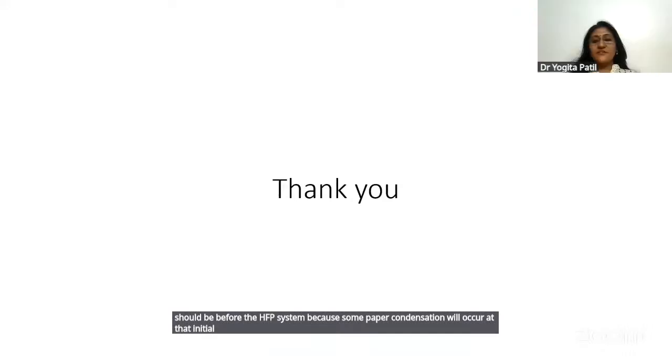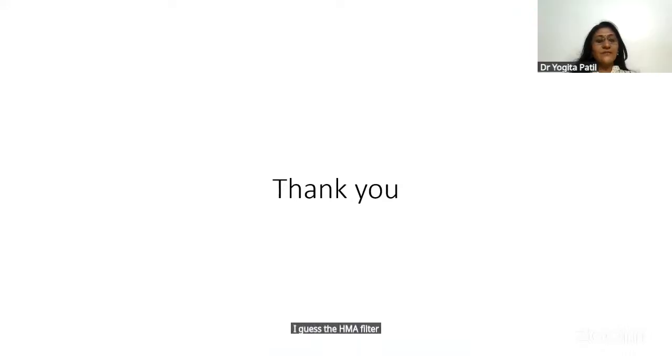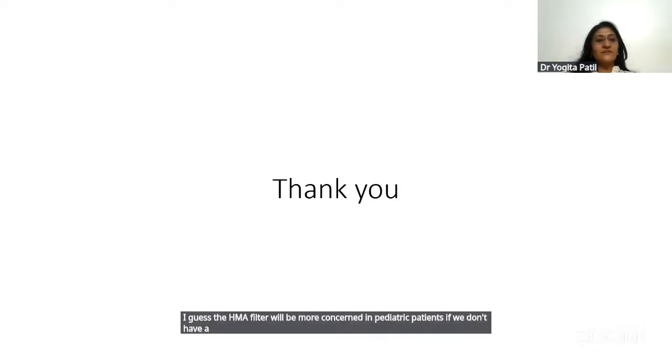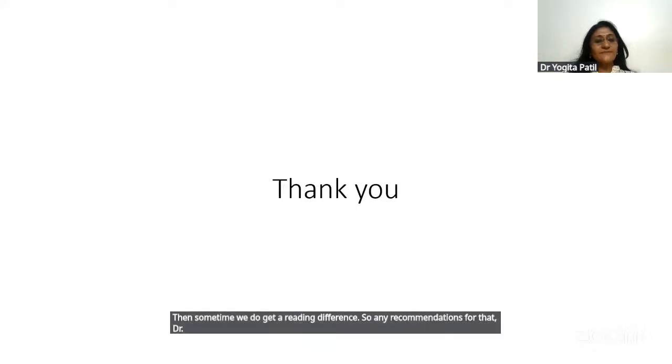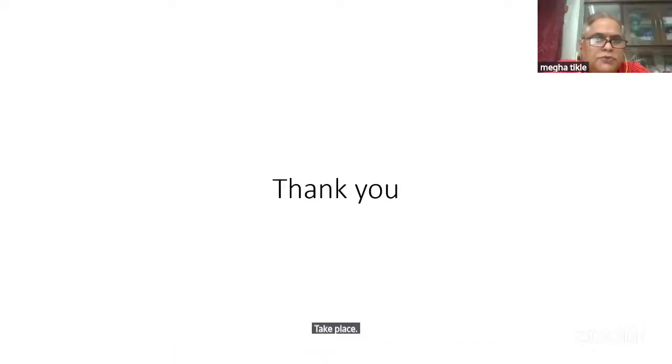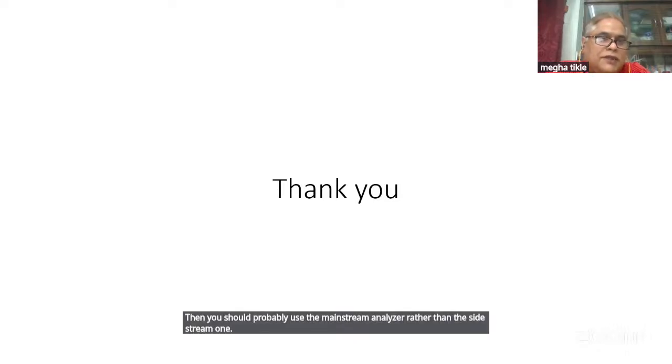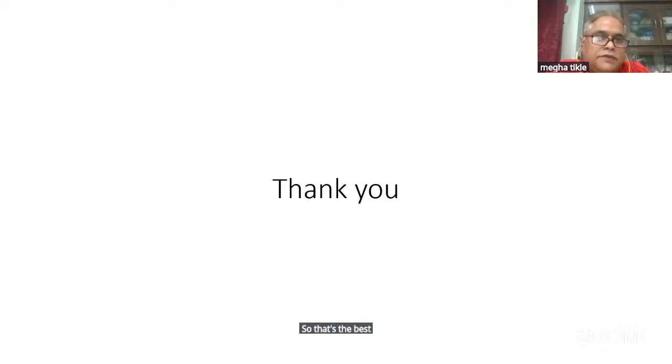I guess the HME filter will be more of a concern in pediatric patients if we don't have a pediatric size HME filter. Then sometimes we do get a reading difference. So any recommendations for that, Dr. Tickle? Then you should probably use the mainstream analyzer rather than the sidestream one. So that's the best recommendation I can give for gas analysis.